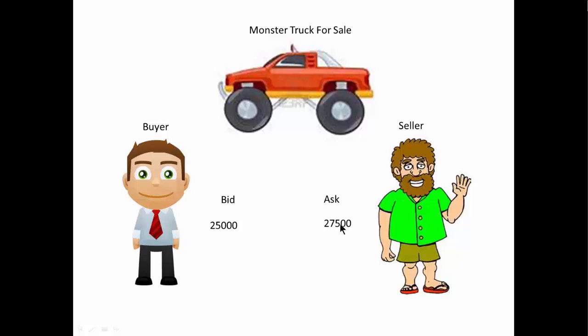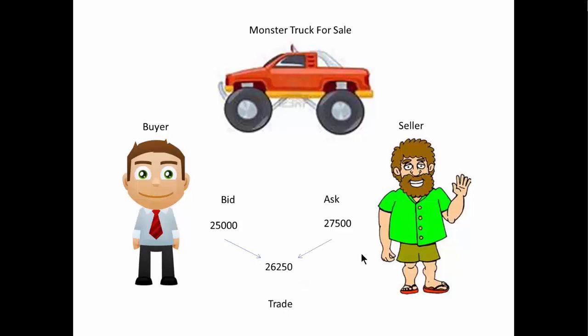Obviously the buyer and the seller are far apart, and the spread here would be called the spread between the bid and the ask. The bid is the buyer, the ask is the seller, and the price that each is willing to accept. Now, if the buyer increases his bid to say $26,250 and the seller agrees to that, then a trade takes place.